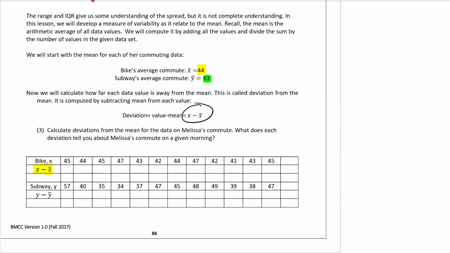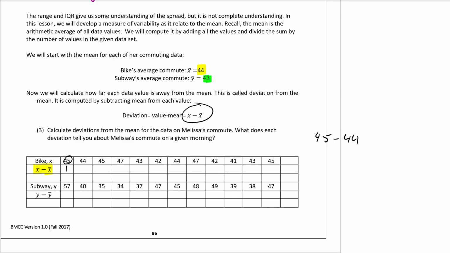So let's look at this carefully. Subtraction order matters. It's asking us to calculate the deviation from the mean for each of her commutes. So let's go ahead and just do this deviation. You see, this is the data right here. One day it took her 45 minutes to bike to work, while her average is 44. So the deviation is going to be simply 45 take away 44. So we'll be subtracting 44 from each of those numbers.